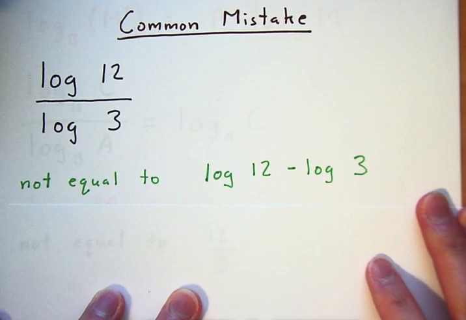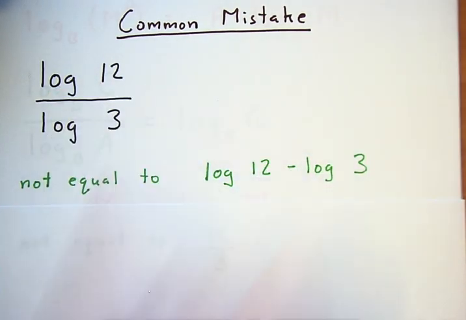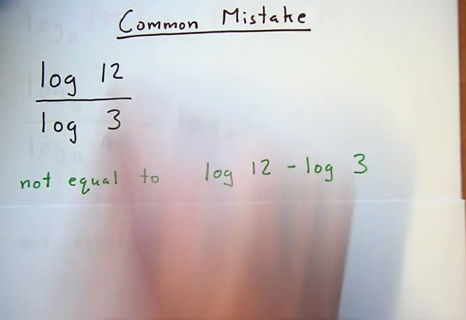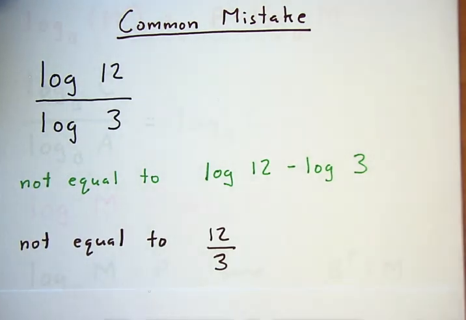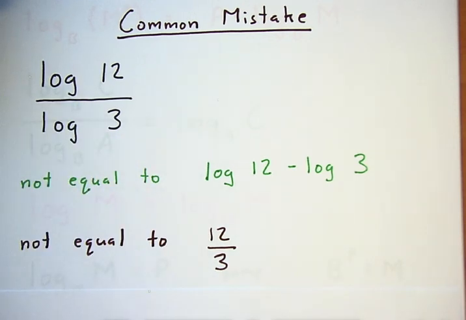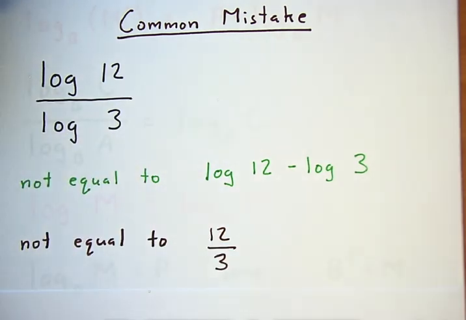Another common mistake is people will see this log 12, log 3, and they'll say, I'm going to cancel the log with the log. And then they'll just say, oh, 12 divided by 3. That is also not true, because this word log is a whole function, it's a whole operation. And log 12 does not equal log 3.